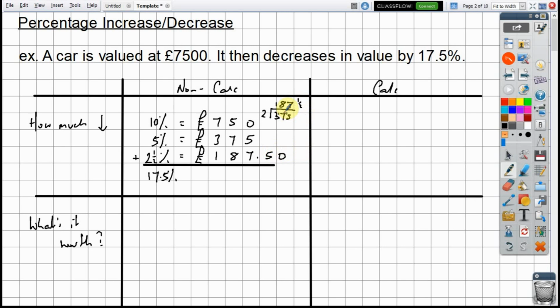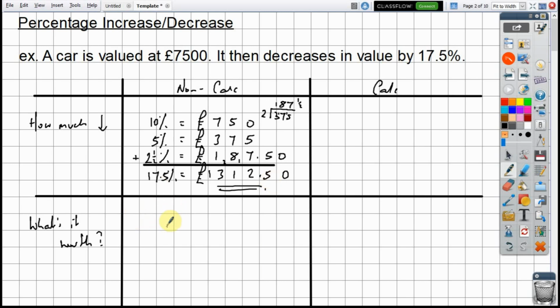Notice that being able to do a quick division is really helpful. It's a skill that you do need. Now, add these up to get our 17.5%. 12, 20, 21, 13. And so we've got £1,312.50. That's how much it decreased in value by.